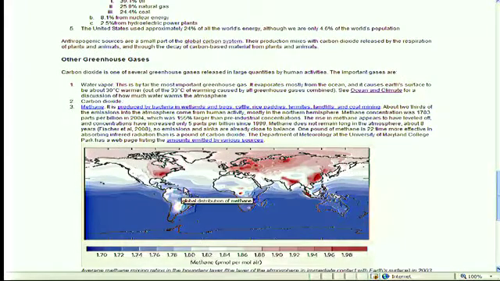Okay, we should mention this. So what are greenhouse gases? What are the greenhouse gases? We have to name them. Carbon dioxide is a very important greenhouse gas. We still have not discussed exactly how they work. We will do that in a minute.